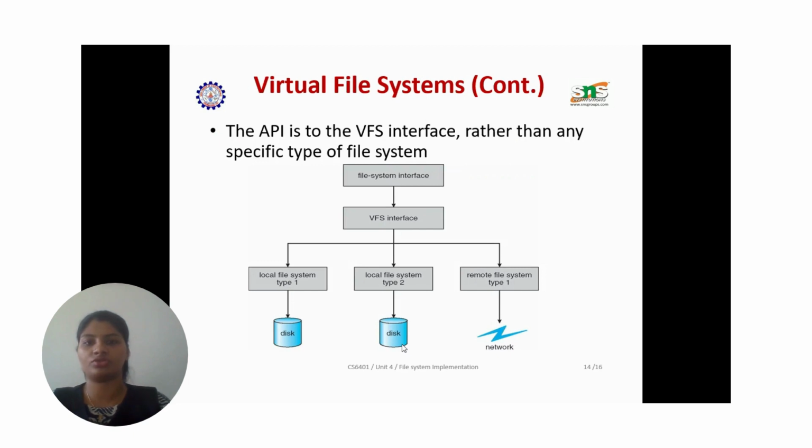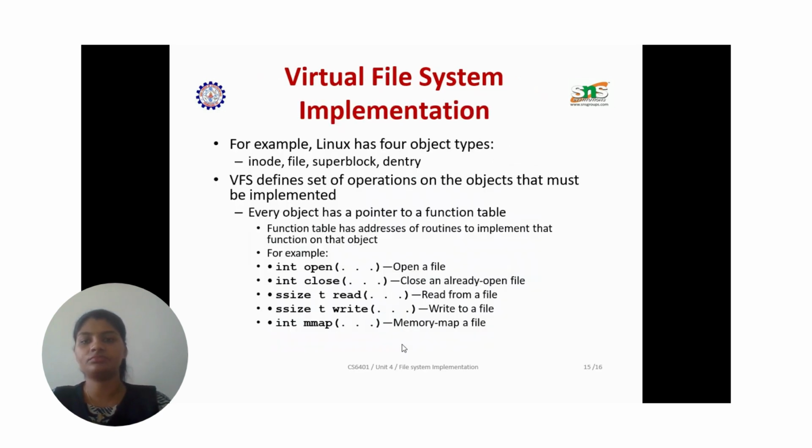And this is the diagram for the virtual file system. The API is to the VFS interface rather than any specific type of file system. First we have the file system interface, then the VFS interface. From that it is divided into local disk type 1, type 2 and type 3. Okay, so this is the diagram for the virtual file system.